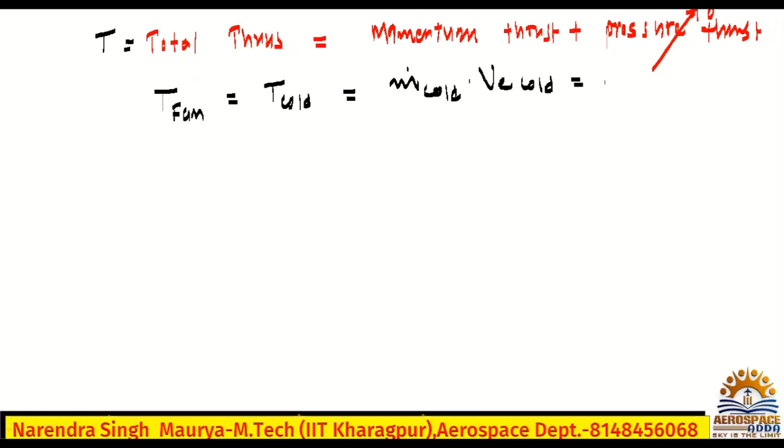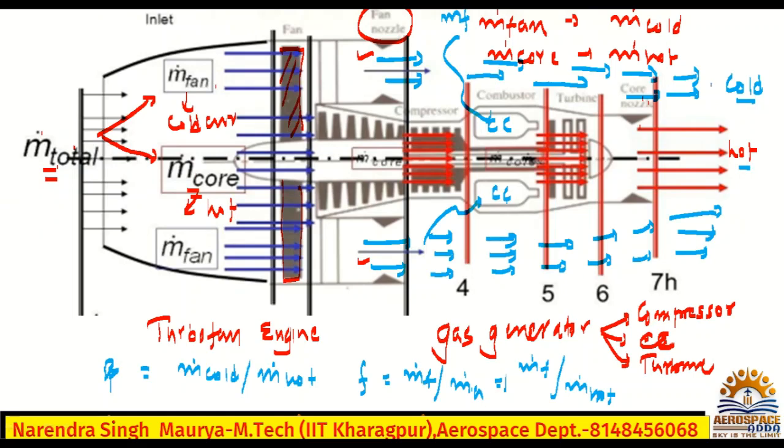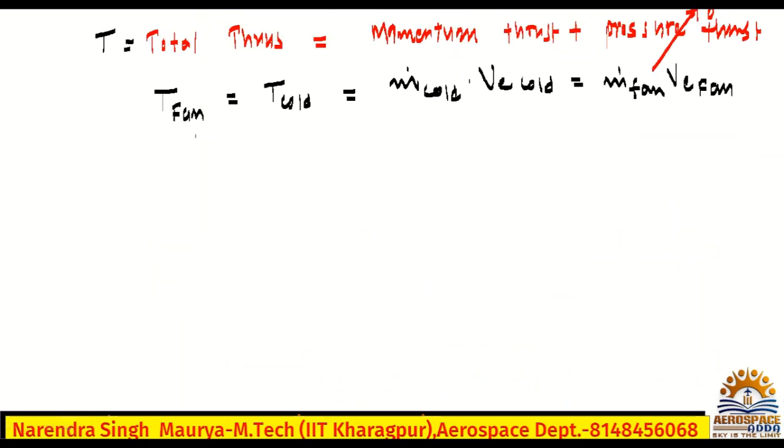Similarly, you can write this is nothing but m dot fan into V exhaust fan. Is that clear? So here in the diagram I have explained this will be the cold air, and whatever the mass flow rate in the cold nozzle will be m dot fan. And inside this we have m dot core. All right, now we'll connect this. So this is the one formula.